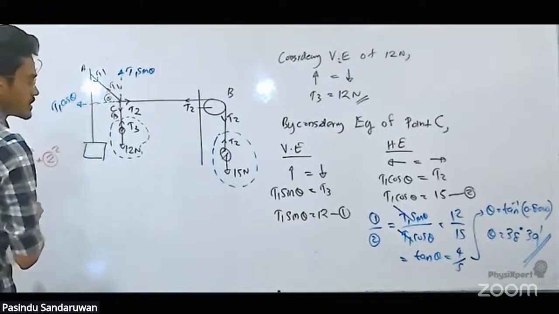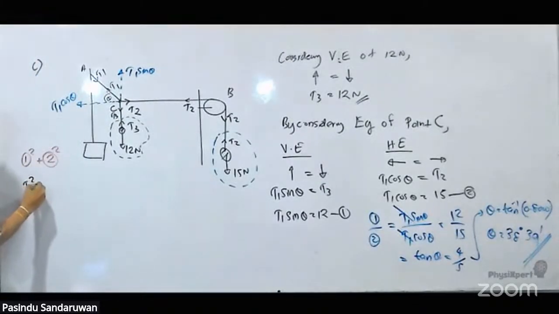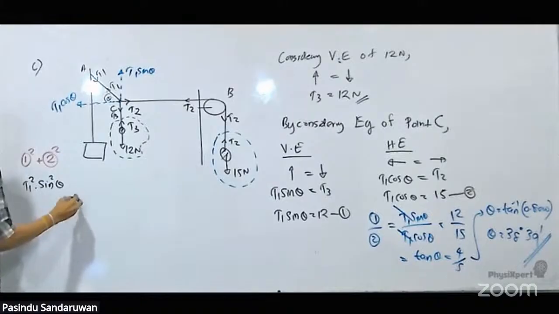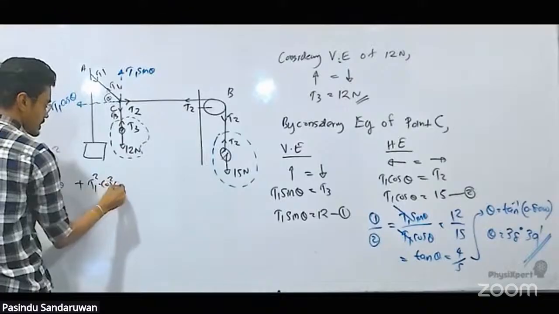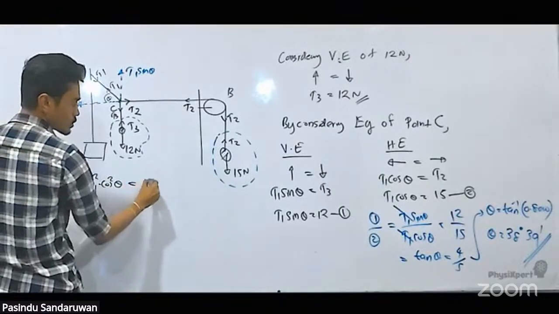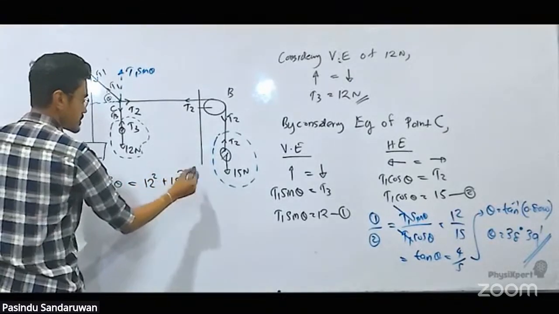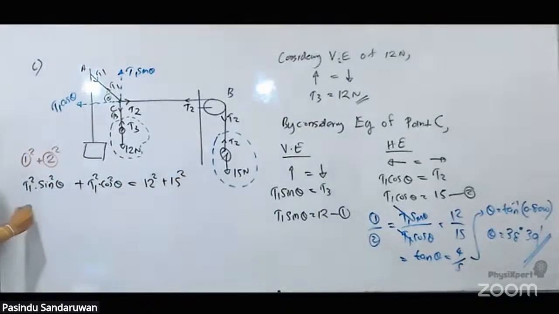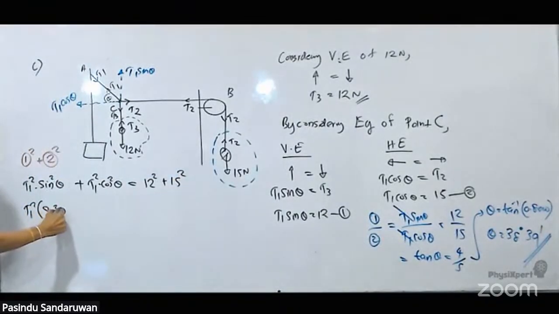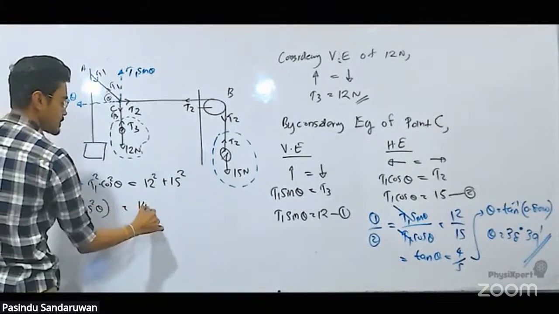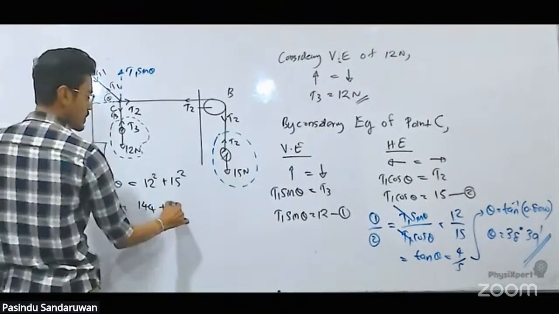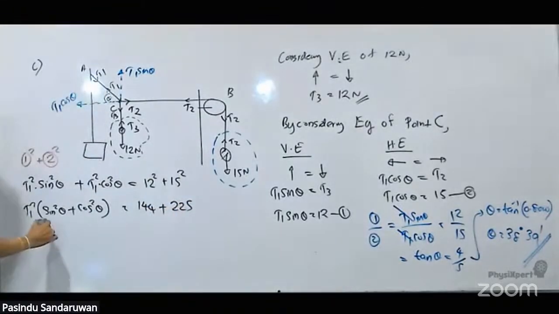Then first one, T1 squared sin squared theta, plus from the second one, T1 squared cos squared theta. Right hand sides are 12 squared plus 15 squared. Take T1 squared down, then sin squared theta plus cos squared theta comes. 12 squared is 144, 15 squared is 225. Sin squared theta plus cos squared theta is 1.